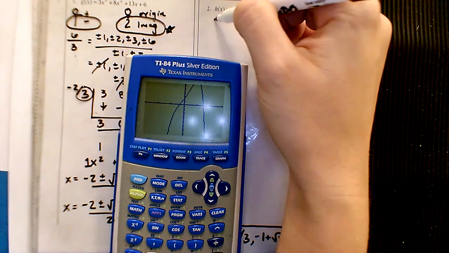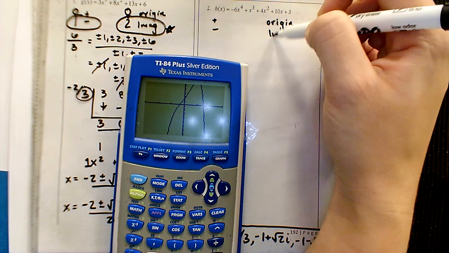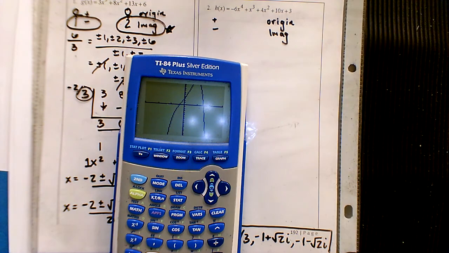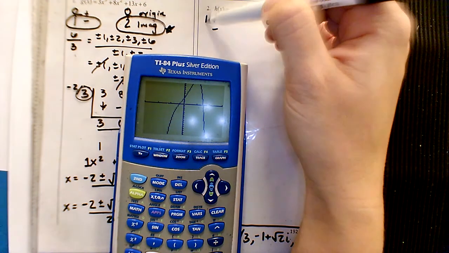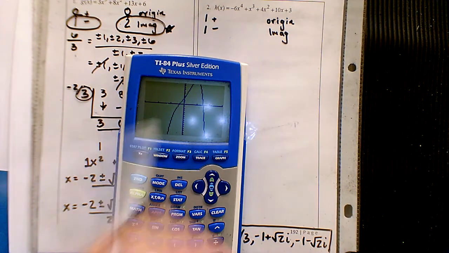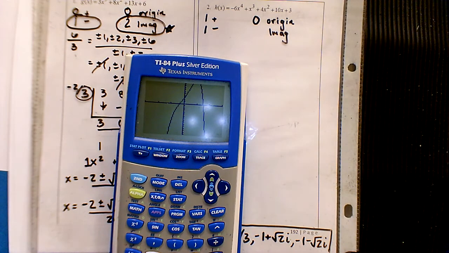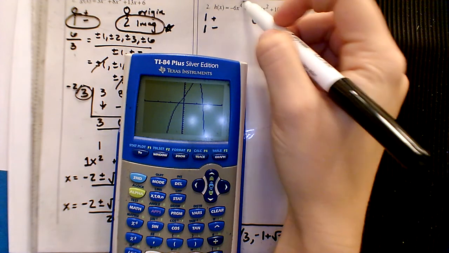So based off the graph, let's list how many are positive, how many are negative, how many at the origin, and how many might be imaginary. We have 1 positive on the right side, 1 negative on the left side. We don't touch the origin. So imaginary possibilities? How many? 2, okay, because we're quartic.